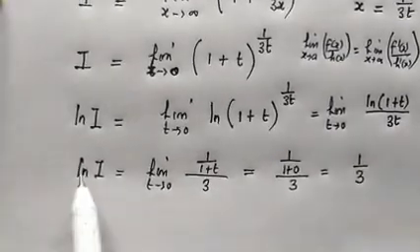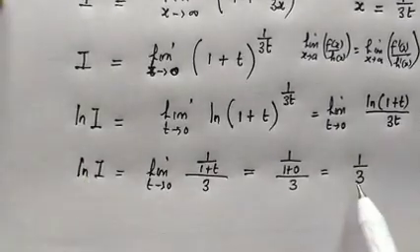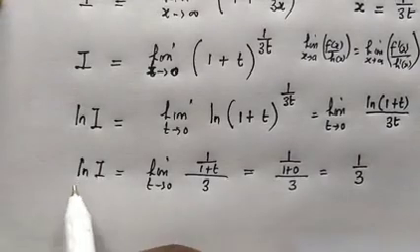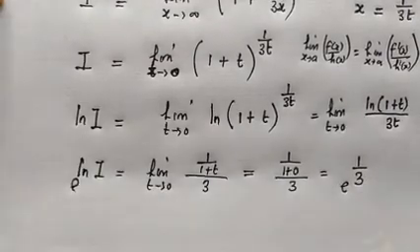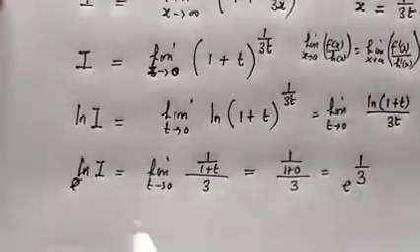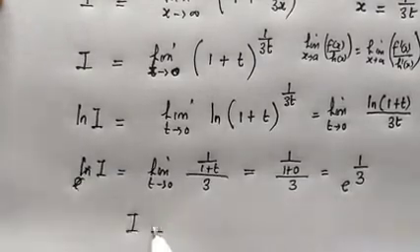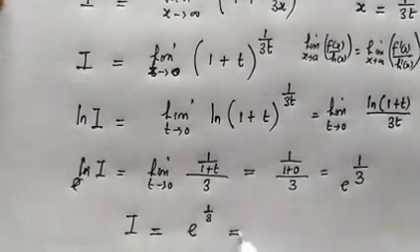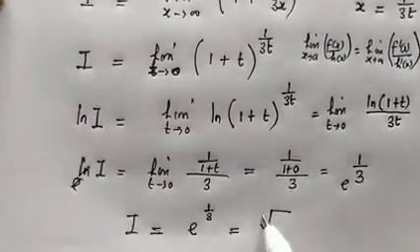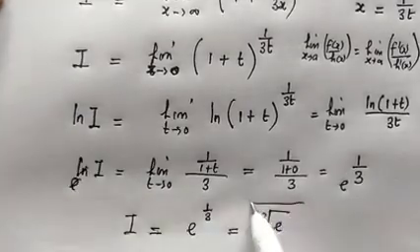So we have this equation, ln of I is equal to 1 over 3. And we know what happens when we take the common base of e on both sides of this equation. So the e and the ln get cancelled, and here we have I is equal to e raised to the power of 1 over 3, which is equal to the cube root of e.